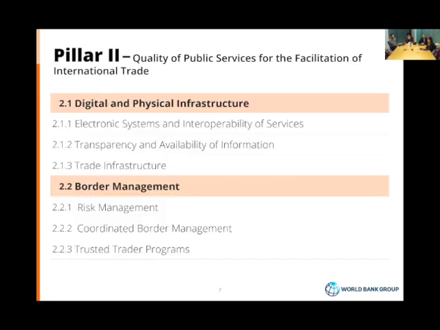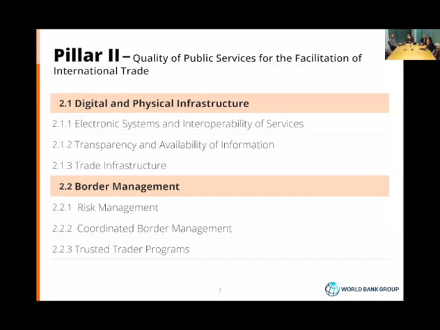Moving on to Pillar 2, if I may. Again, the structure of our pillars remains the same. We have the pillar, we have the category, we have subcategories, and within each subcategory, we have indicators which then conform to different questions. The first category on Pillar 2, on digital and physical infrastructure, assesses the implementation of trade facilitation measures on electronic systems and interoperability of services.